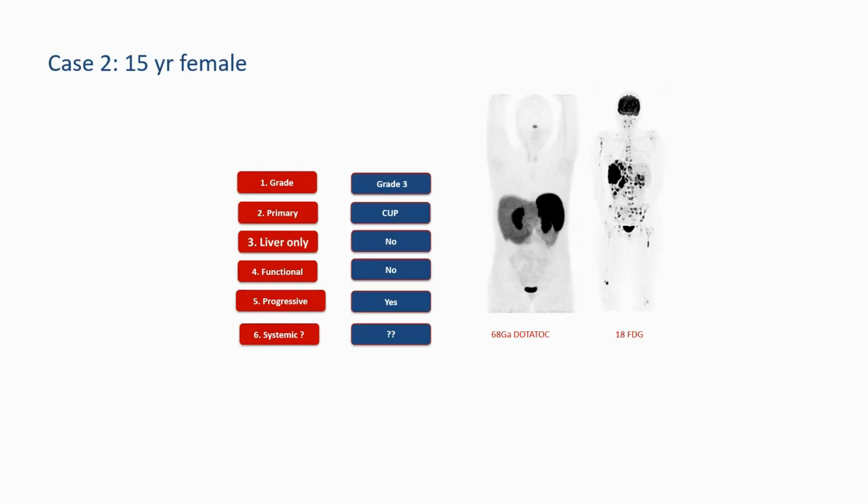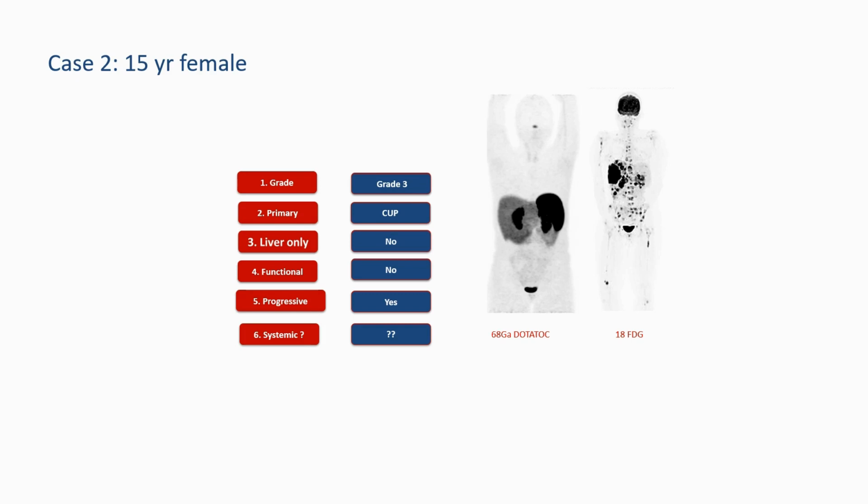Case number 2 is a patient who was 15 years old who presented with pain on the right side of the abdomen, which turned out to be a liver tumor. This area was biopsied and revealed a grade 3 neuroendocrine tumor of unknown primary. The patient did not have any functional symptoms and demonstrated progressive disease.